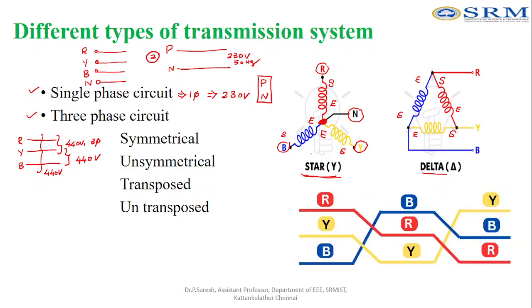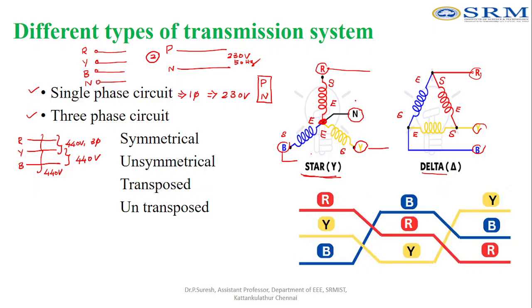Again we can see here there are 3 phases. This is R phase, this is Y phase and this is B phase. And similarly here you can see R phase, Y phase and then B phase. So connecting all the 3 conductors like this is called a star connected system. On the right hand side you can see what is called a delta connected system. So there are 2 different types of arrangements.